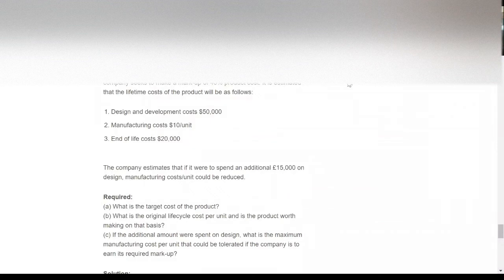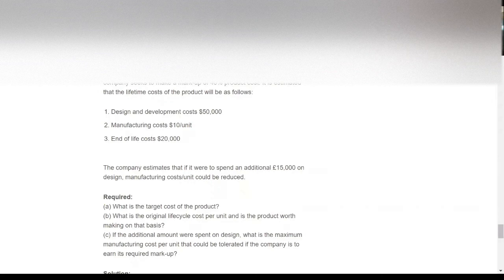A company is planning a new product. Market research suggests that the new product should sell 10,000 units at $21 per unit. Because this is based on marketing information, I would assume that this is the competitive selling price. The company seeks to make a markup of 40% of product cost. So it means that the profit could be calculated either as a margin or markup. Here in this case, it is supposed to be calculated as a markup, which means on cost.